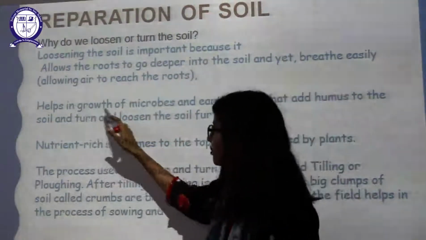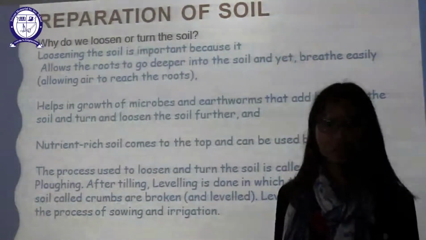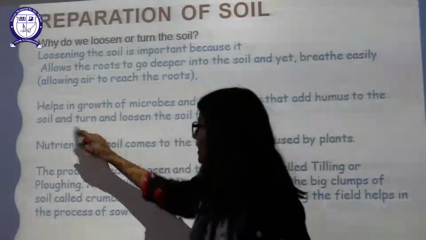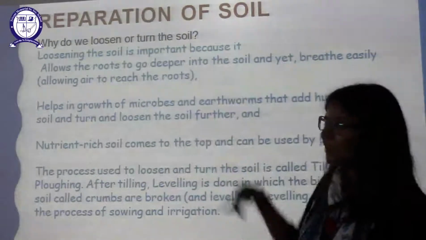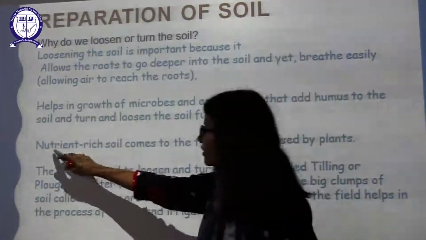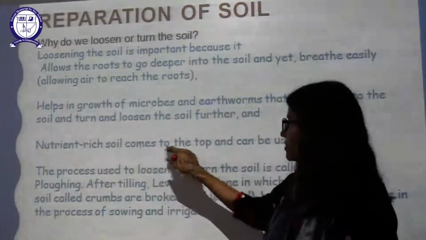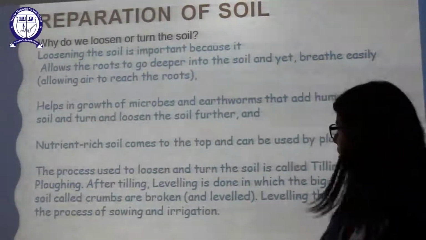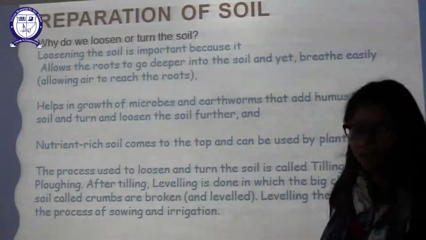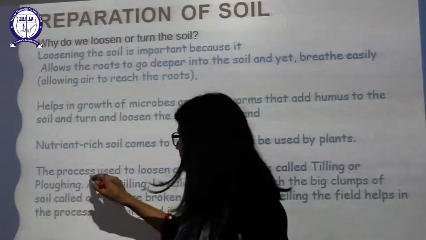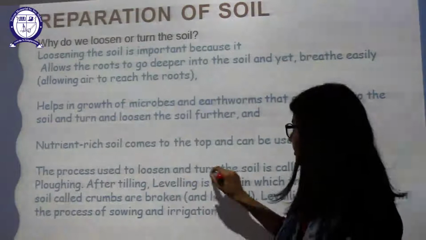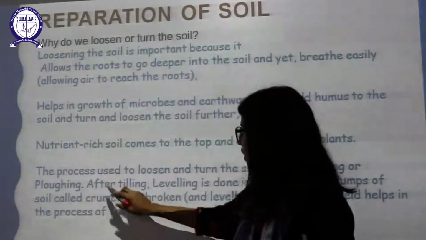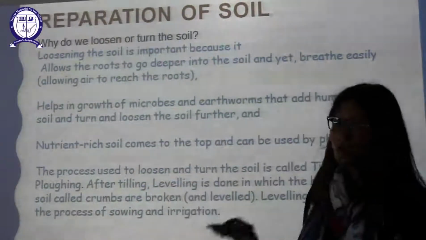Secondly, it helps in growth of the microbes, that is good microbes, plus earthworms that add humus to the soil and in turn loosen the soil further. Then nutrient-rich soil comes to the top. This soil, which is also known as humus, comes to the top and can be used by the plant for growth. The process used for loosening and turning of the soil is also called tilling and plowing.